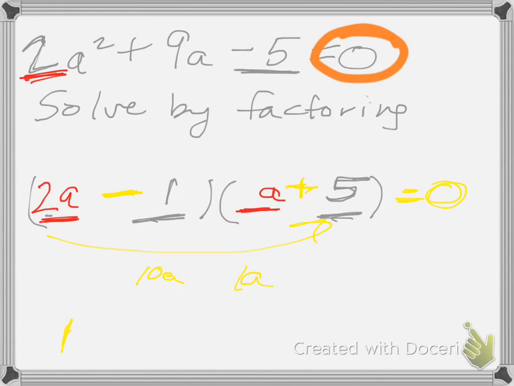So, your first thing you need to do is factor. How do you get 10? Where you get 2 times 5. Step 1 is factor. Get binomials.